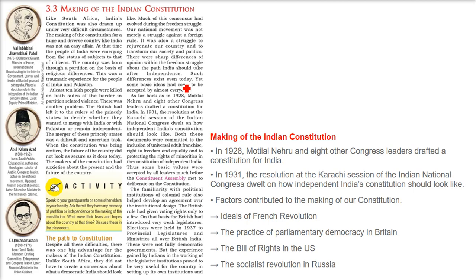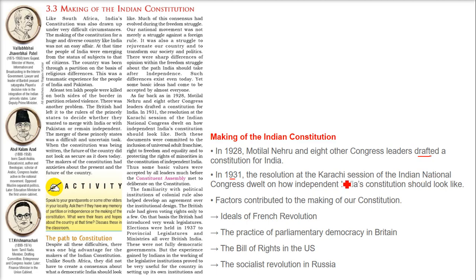So how was this constitution made? In 1928, we are talking about India, Motilal Nehru and 8 other Congress leaders drafted a constitution of India. This was just a draft. In 1931, there was the Indian National Congress, the party which actually led the independence movement of India.